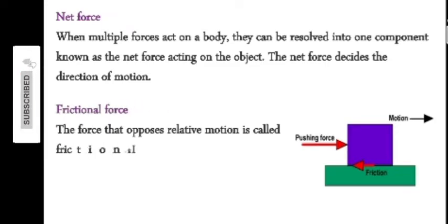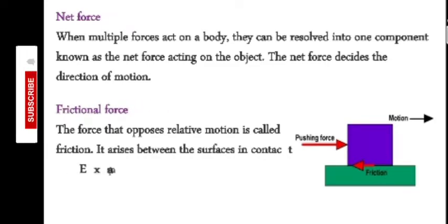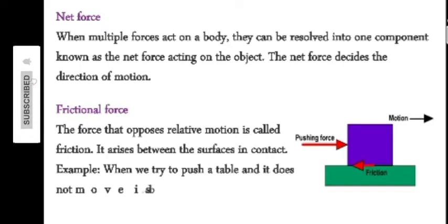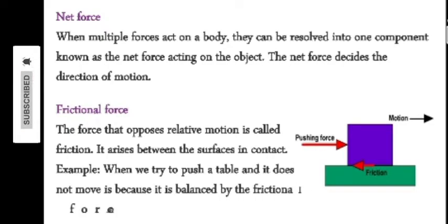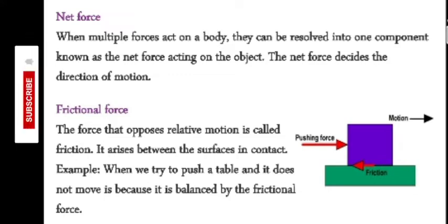And the second force is frictional force. The force that opposes relative motion is called friction, and it arises between the surfaces in contact. Example: when we try to push a table and it does not move, it is because the push is balanced by the frictional force, as you can see in this picture.